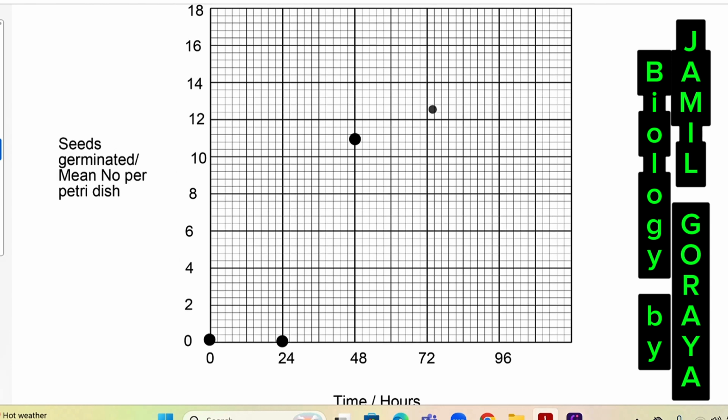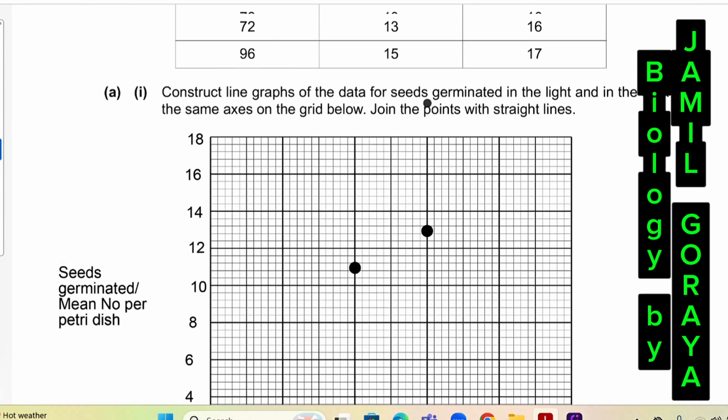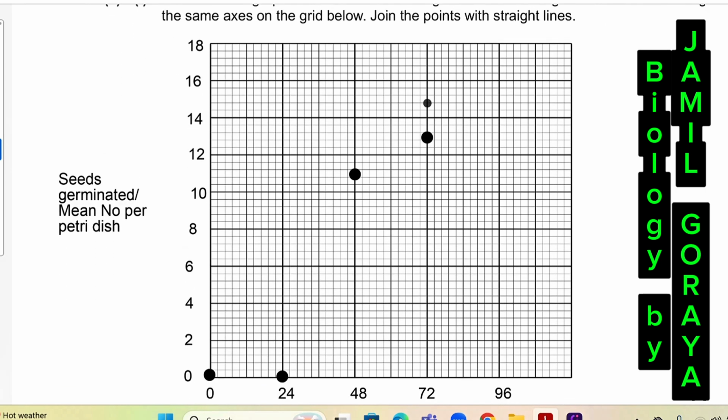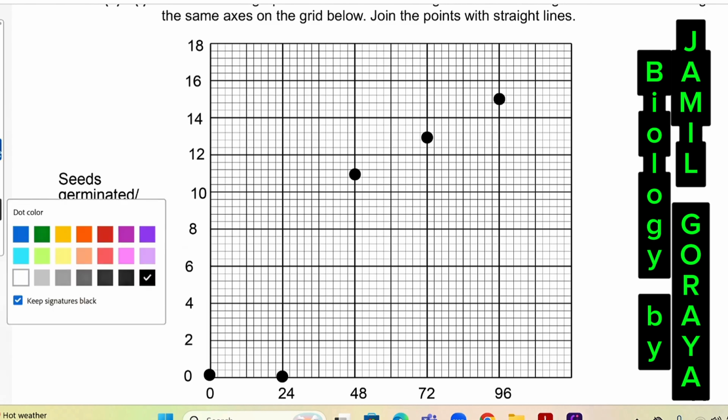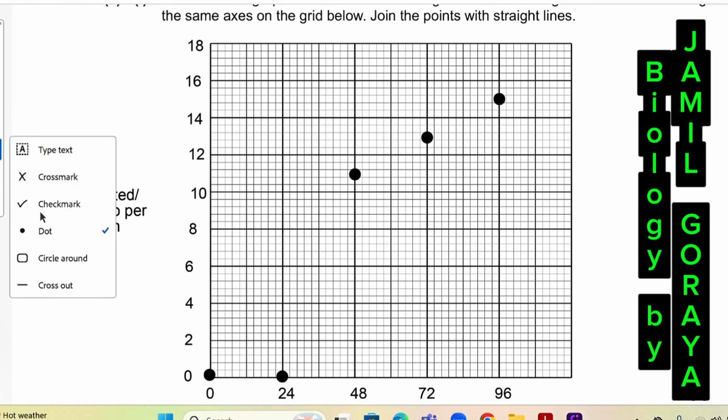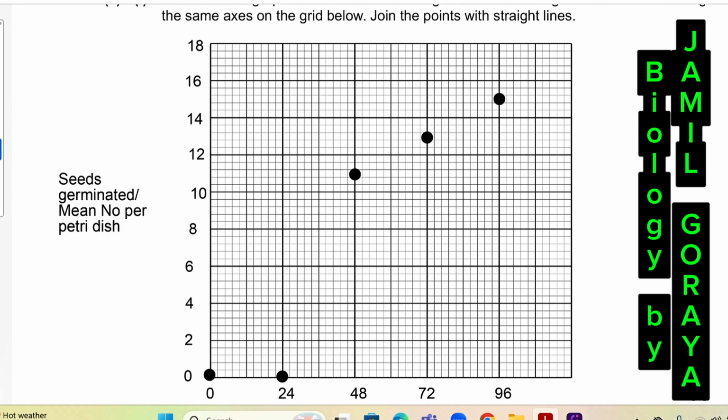At 72, it is 13. It will be like this, and the last value is 15. At 96, it will be here. Okay. For the dark one, we will be using a cross to plot the data so we can differentiate both.